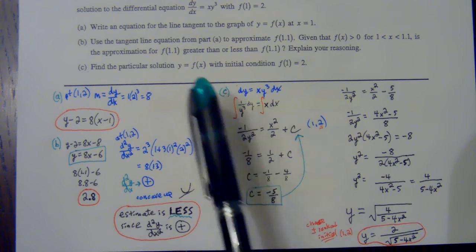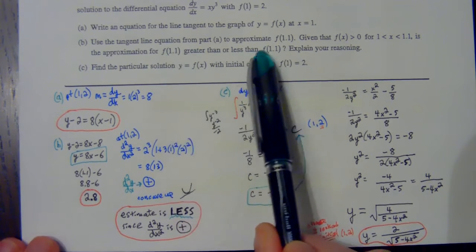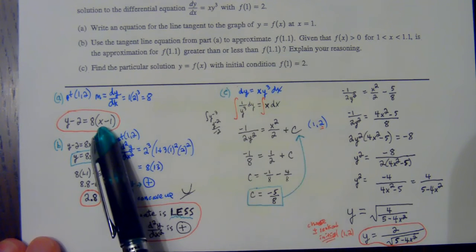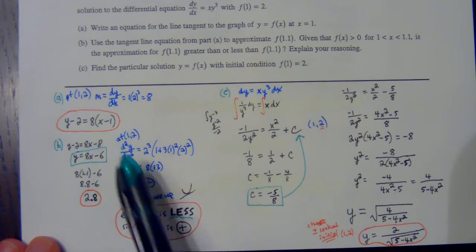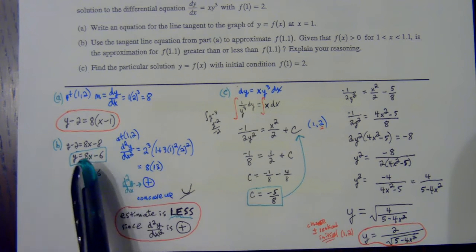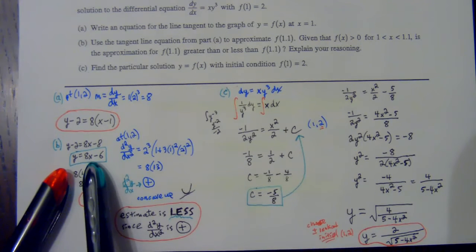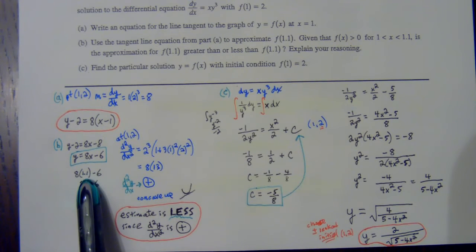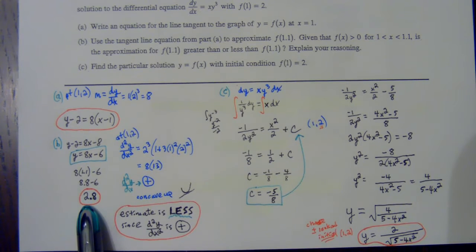Letter B, we're supposed to use that tangent line to approximate f of 1.1. So you could plug in 1.1 right away and then move the 2 over. Usually when I need to use it for something, I like to just solve that for the y right away, and then I'll plug in that 1.1 for the x and get this 2.8 number.